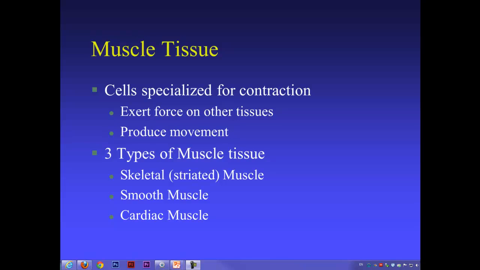Some background information on muscle tissue in general: as you learned in your tissue lectures, muscle tissue contains cells that are specialized for contraction. By contraction, we mean the cells, by means of contractile proteins within the cells, change shape, and in doing so they exert some sort of force on other tissues. Normally that's a pulling type of motion, but in some cases it can generate other types of pressure.